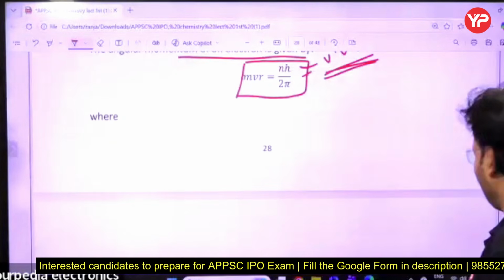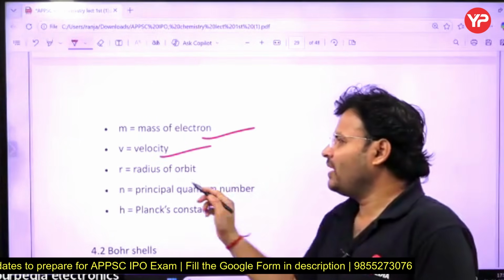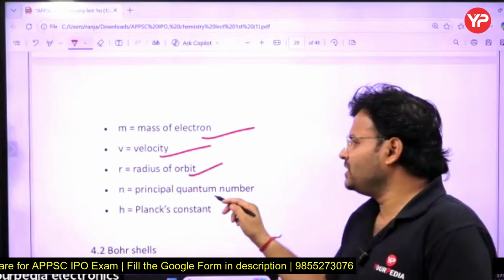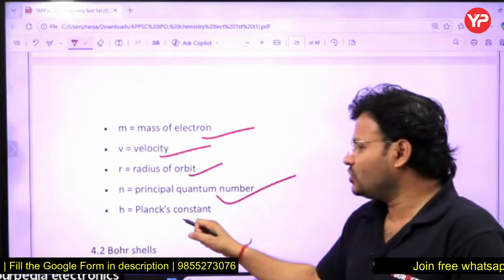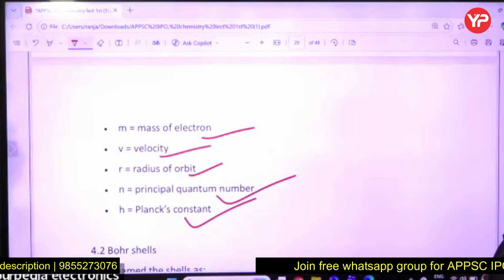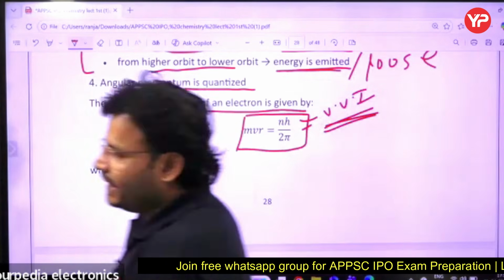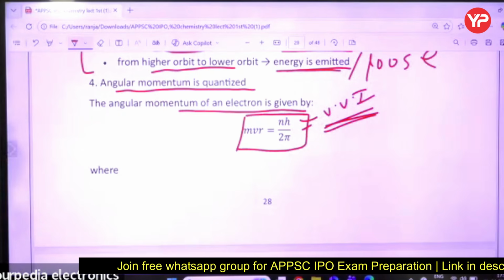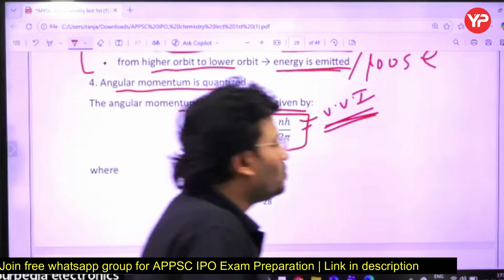Here m is the mass of the electron, v is the velocity, r is the radius, n is the principal quantum number, and h is Planck's constant. So what you have to keep in mind is mvr equal to, tell me everyone, nh upon how many pi? 2 pi. Okay, nh upon 2 pi.